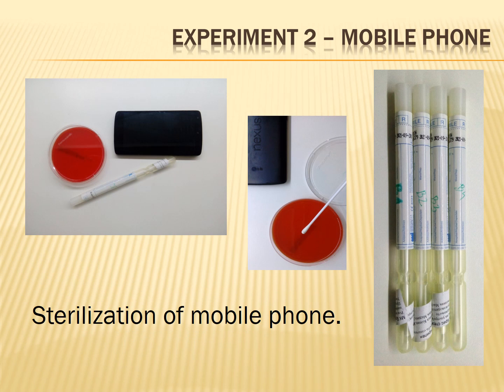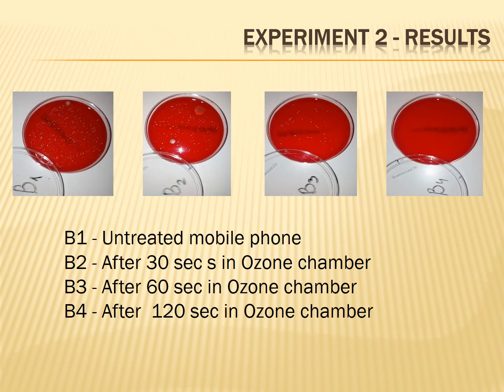After the success of our first experiment, we decided to continue research with other devices we use in our daily life. A mobile phone is definitely one of them. We took 4 swabs from my mobile phone. The first one was untreated, the second one after 30 seconds, the third one after 60 seconds, and finally the fourth one after 120 seconds. The results were similar to the previous experiment. After 120 seconds of treatment in the ozone chamber, my mobile phone was completely sterile, as can be seen on the last probe.